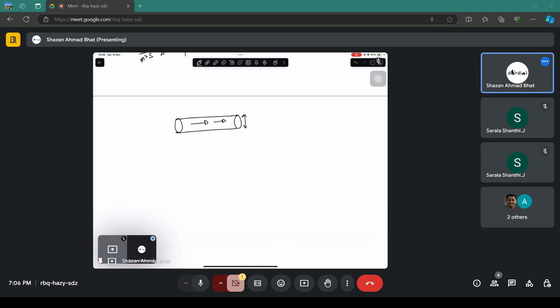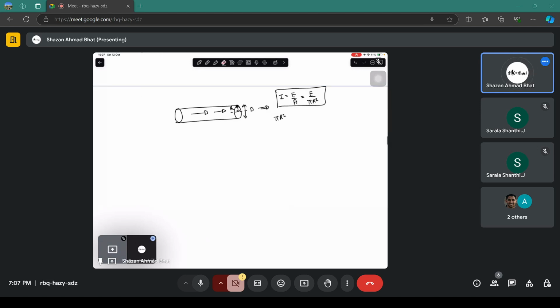Let's call it D, and let's call this radius R. If it is moving in this direction, then it has intensity, which is equivalent to energy per unit area. And what will be the area? It will be the area of the circle, which is pi r square, or you can also write it in terms of the diameter, but you can write it as E over pi r square. So this will be the intensity of this particular beam of light.